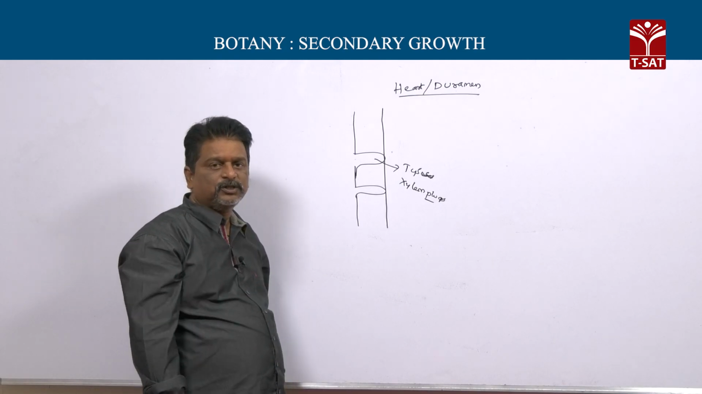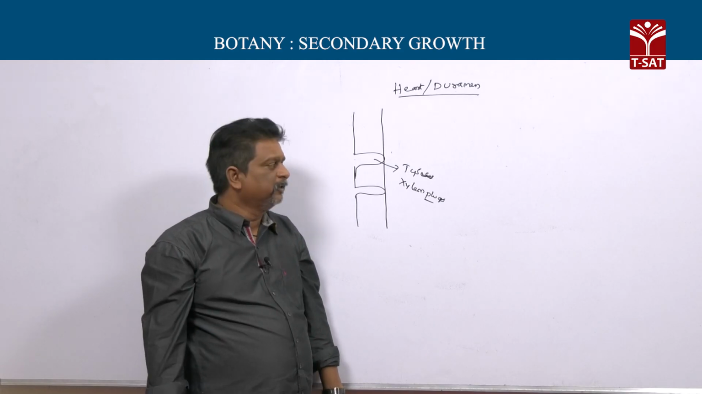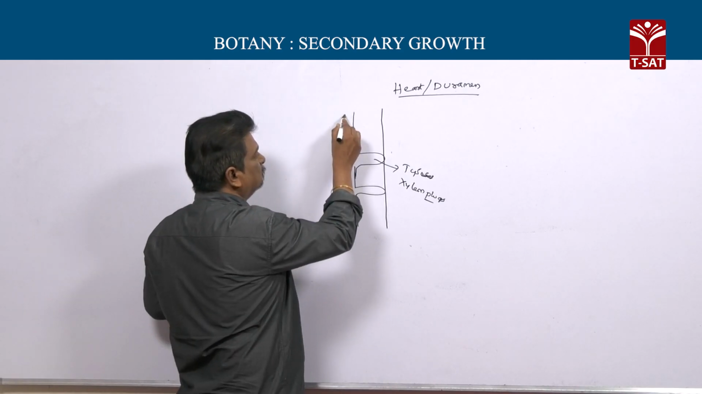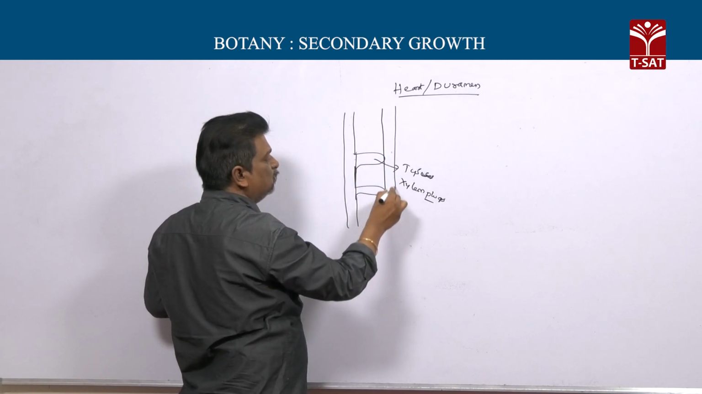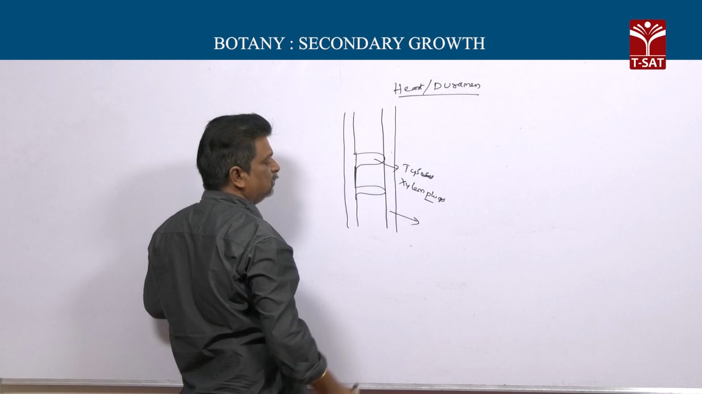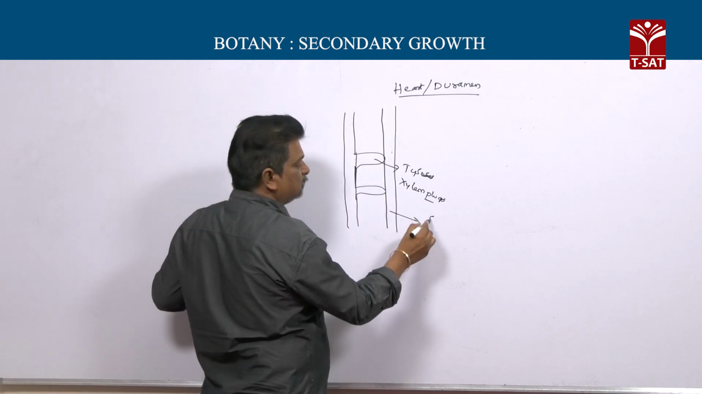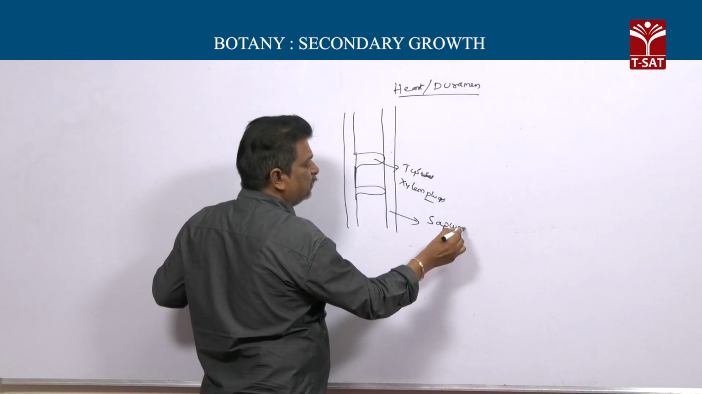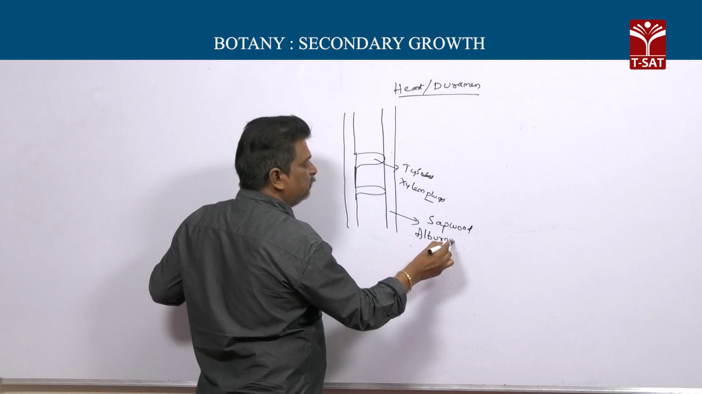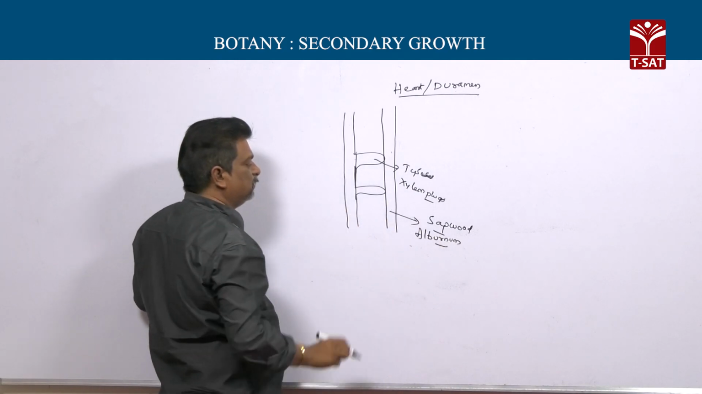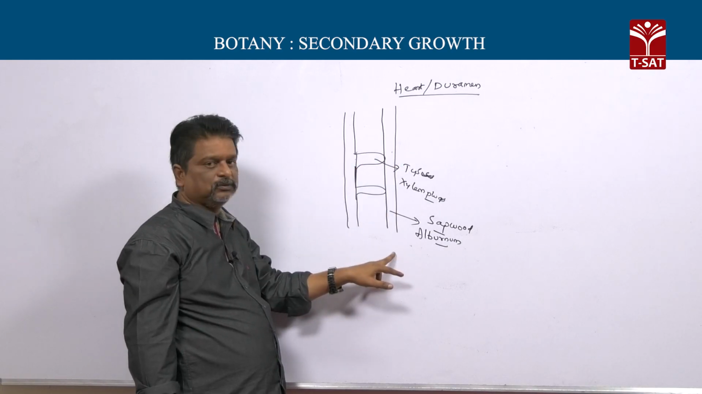So how does conduction take place? Immediately, the vascular cambium produces new wood. That new wood is peripherally placed. Generally it is yellow colored. Such wood is called sapwood, and this sapwood is also called alburnum, and this alburnum or sapwood helps in conduction.